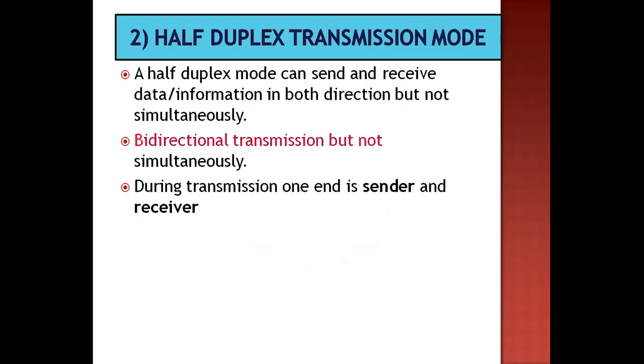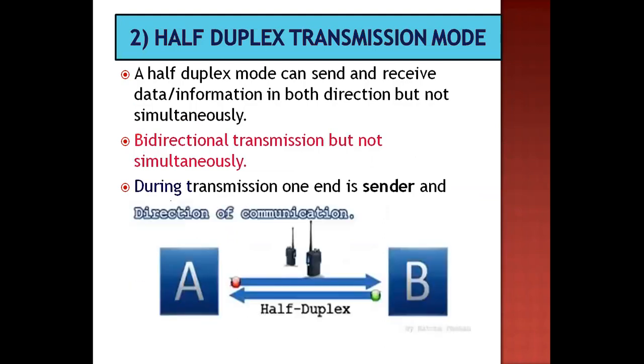Number two, half duplex transmission mode. A half duplex transmission mode can send and receive data in both directions, but not simultaneously. In other words, it is bidirectional transmission, but not simultaneous. During this transmission, one end is the sender and the other end is the receiver. If A is the sender, then B is the receiver at that time. If B is the sender, then A is the receiver, but not simultaneously. The sender can send the data and the receiver can only receive the data. In this transmission, one end can transmit and receive the data, but not simultaneously.